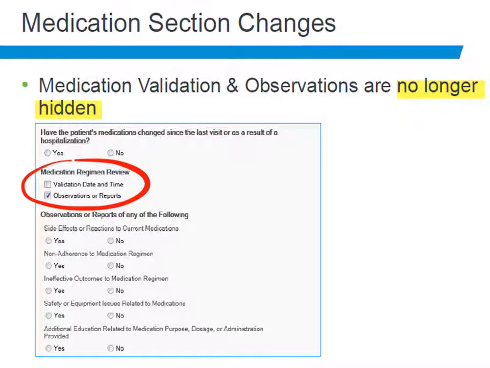The medication validation and observations are no longer hidden. So currently in OASIS C1, the question is, have the patient's meds changed since the last visit or as a result of a hospitalization? We've had to say yes, so that the medication review expands out. So obviously Cerner recognized how stupid that was, and so now the validation is not hidden.